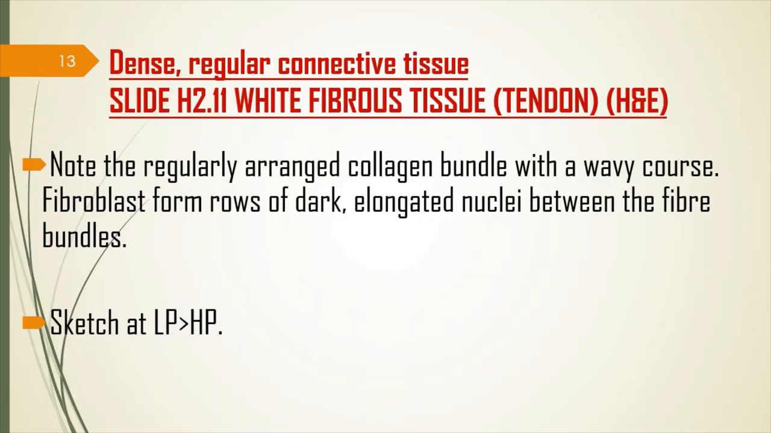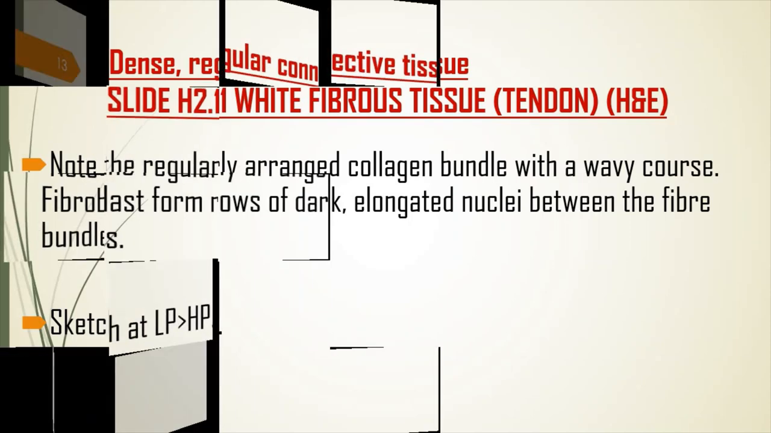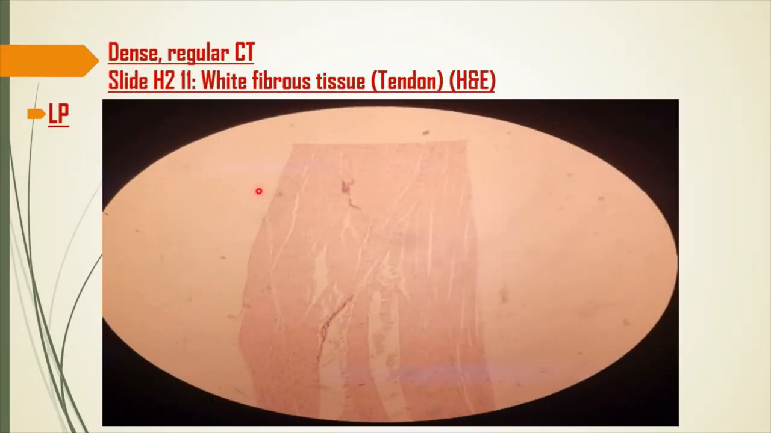Okay, now let's look at dense regular connective tissue that is found in the tendon. You should note regularly arranged collagen bundles with a wavy course. And you should also notice the fibroblasts that form rows of dark elongated nuclei between the fiber bundles. You draw it at low power and at high power. Now let's look at the low power.